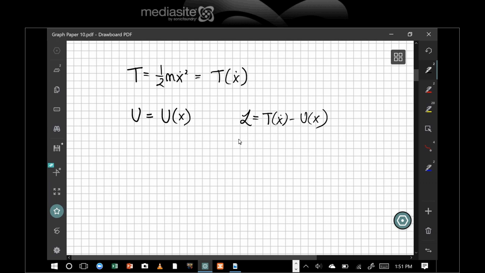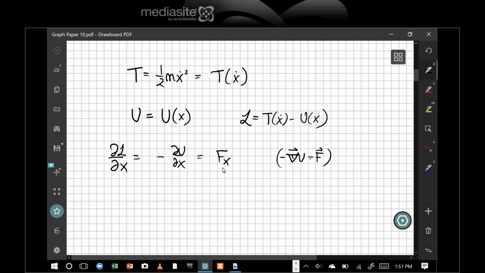Let's take a look at the partial of L with respect to x. Notice the only thing that has an x is U. So that's going to give me minus the partial of U with respect to x. But that is equal to a real force, because remember, I have this relationship: minus the gradient of U is equal to a force. We saw that before. And so here I show that the generalized force is equal to a real force in the x direction, F sub x.